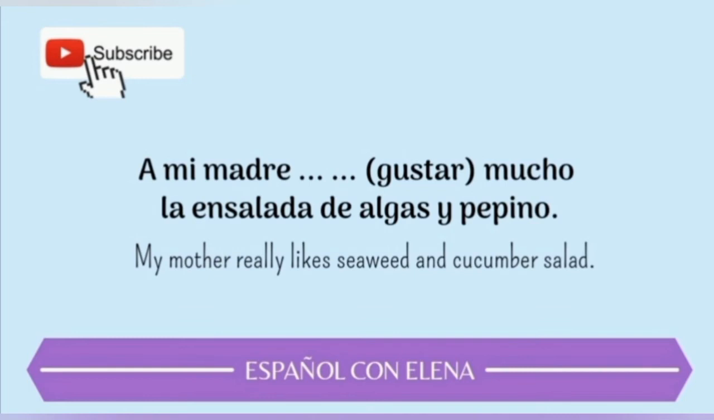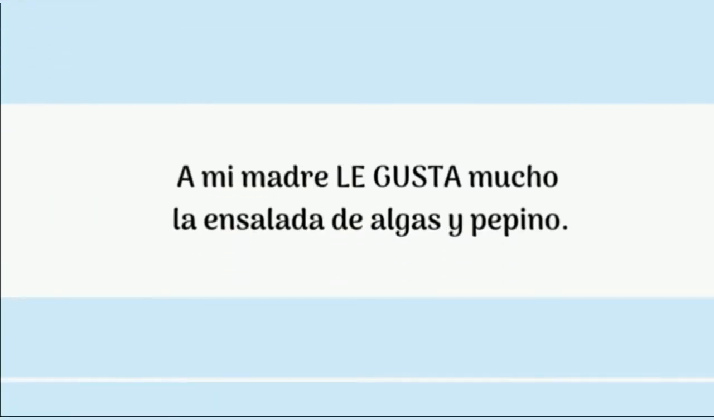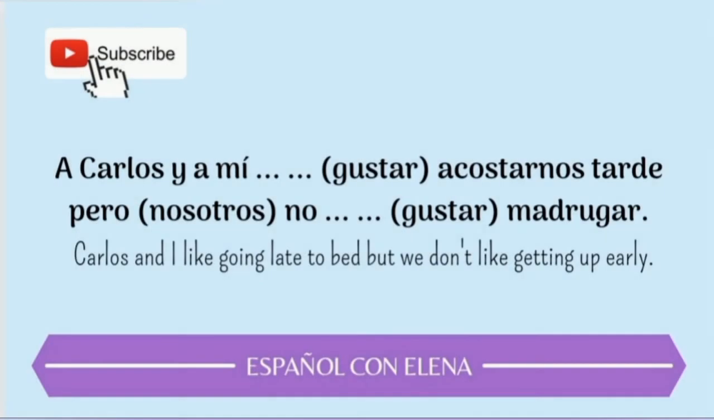Tercera frase. A mi madre gustar mucho la ensalada de algas y pepino. My mother really likes seaweed and cucumber salad. A mi madre le gusta mucho la ensalada de algas y pepino. Okay, this is a very interesting sentence. You'll see why. A Carlos y a mí gustar acostarnos tarde, pero nosotros no gustar madrugar. Carlos and I like going late to bed, but we don't like getting up early.